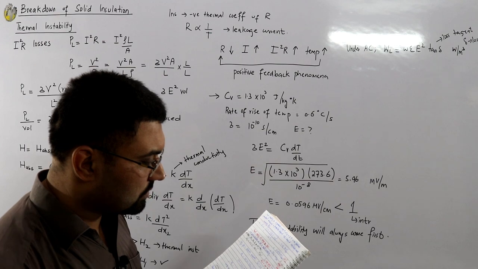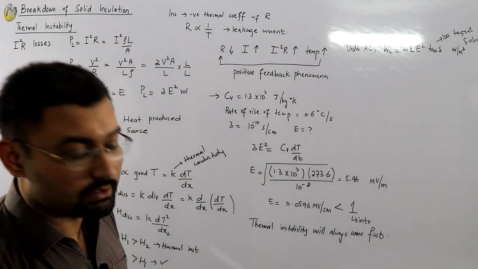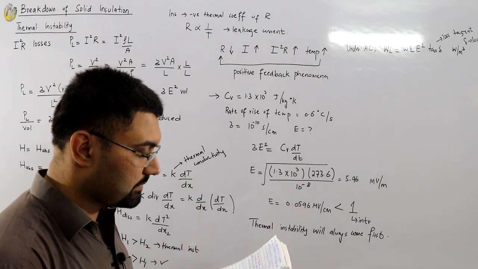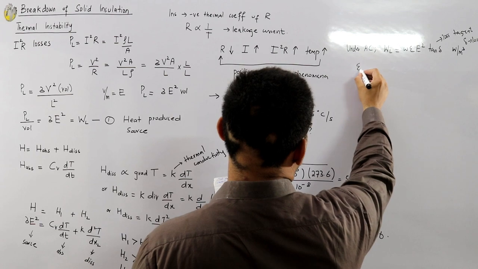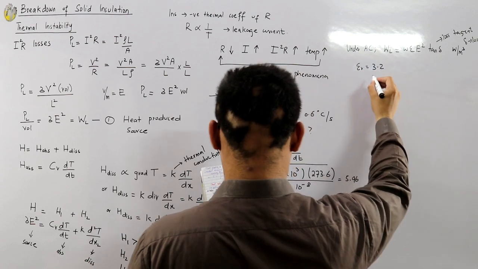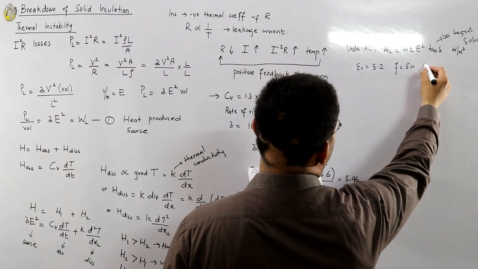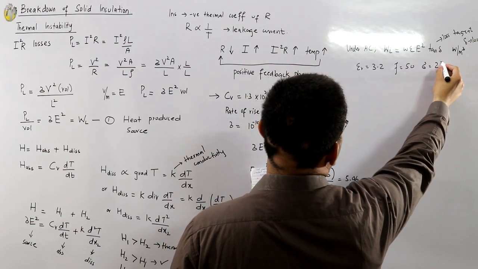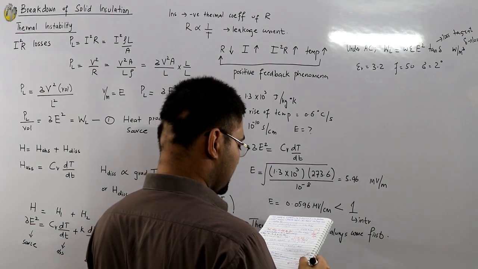I'm giving a question over here. The less the tangent of delta for insulation, the better the insulation is. Just keep it in your mind. So say for a dielectric material, the relative permittivity is 3.2, frequency is 50 hertz, and it's operating at a delta of 2 degrees. So for that, you can find out the power loss per unit volume.